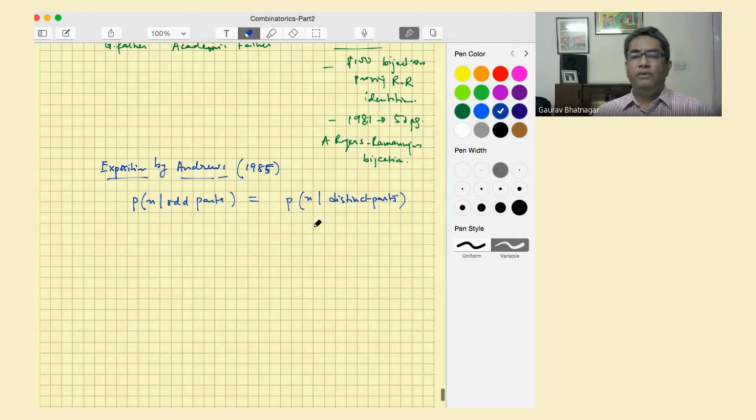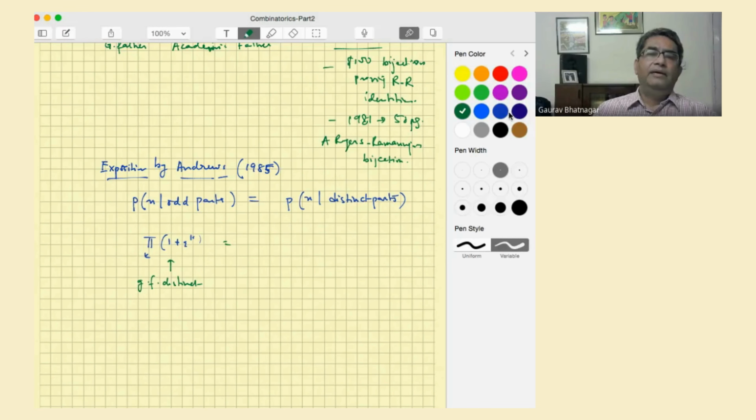P of n into even parts into odd parts, and this was basically this guy, right? So distinct parts was this product of 1 plus q raised to k over k. So this was the generating function for distinct parts. And one can write it as we can multiply and divide by 1 minus q raised to k. And then this gives us, if you cancel the even terms from the bottom, you'll get the odd parts.